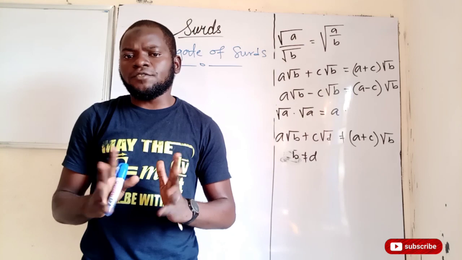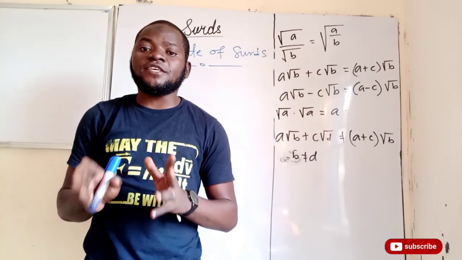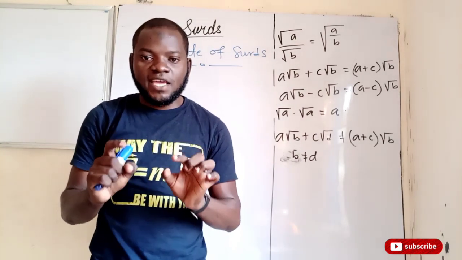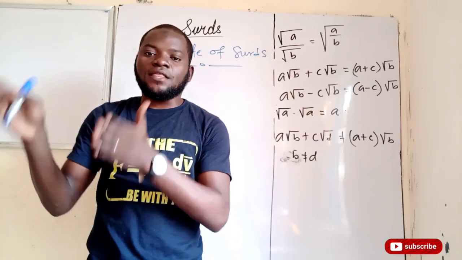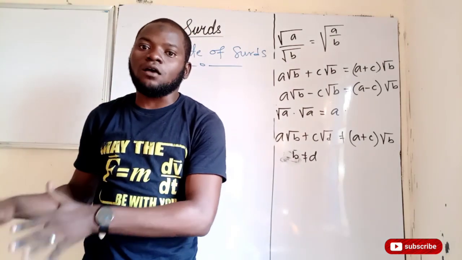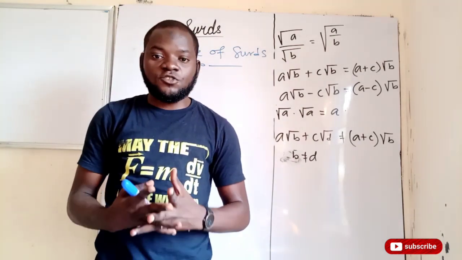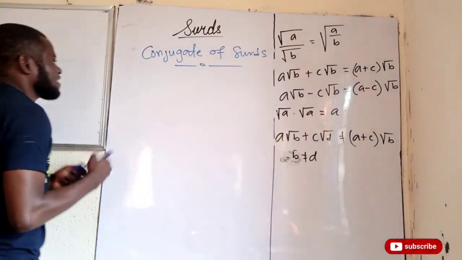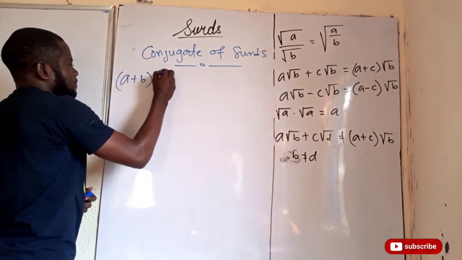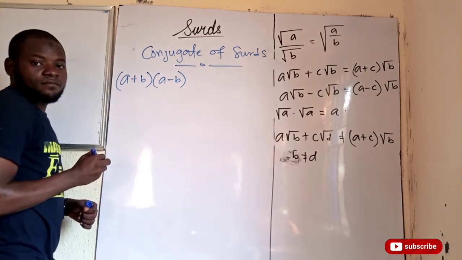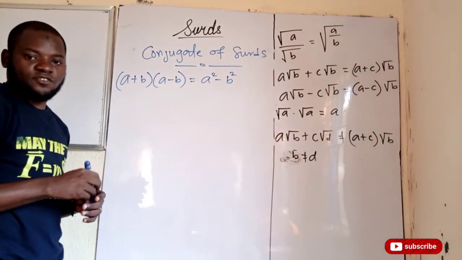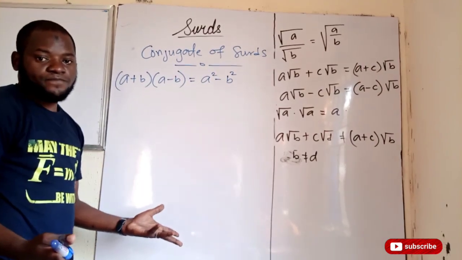Okay, look at something. When I talk about a conjugate, conjugate is a number that you use to multiply another number to get a rational number. Conjugate of a number is another number that you use to multiply that number to get what? A rational number. Okay, you seem not to understand what I'm saying. Let's take for instance that I have a plus b to multiply a minus b. You know, this will give me a square minus b square. That's what we call difference of two squares, right?